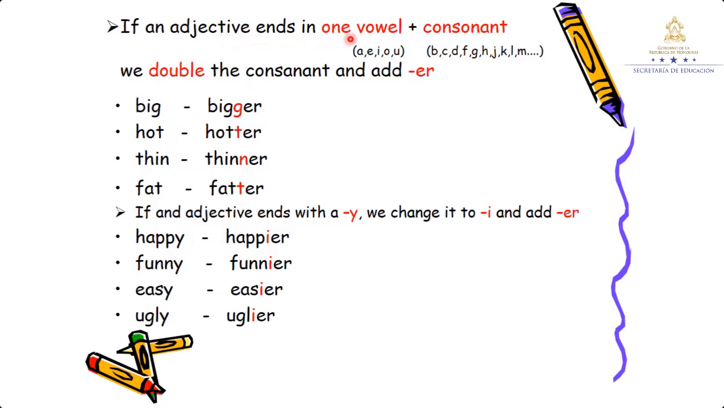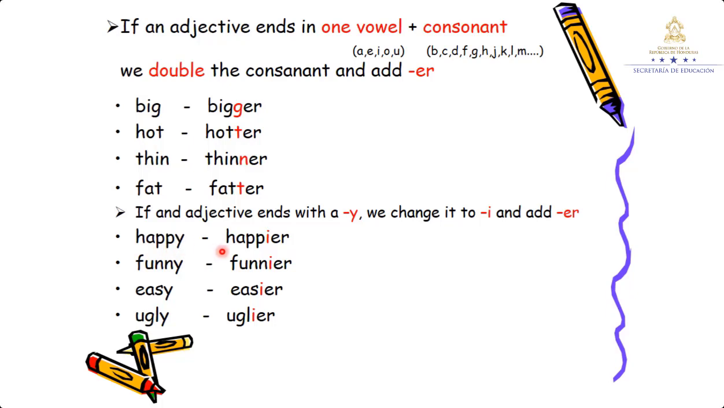If an adjective ends in one vowel plus consonant, we double the consonant and add er. For example, big. This adjective ends in a vowel, which is the I, plus a consonant, which is the letter G. So before adding er, we double the consonant. So we put two g's, bigger. So this is the comparative. Hot, hotter. Thin, thinner. Fat, fatter.